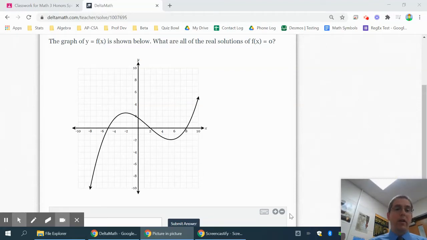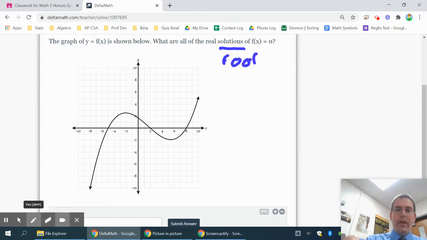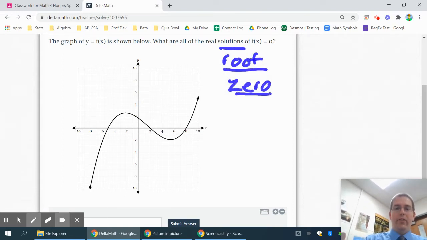Okay, another piece of polynomial vocabulary is the roots. The roots are also called solutions or zeros. So this word solution is the same thing as the word root. It's the same thing as the word zero, and it's the same thing as the word x-intercept. And that's how we are going to find this information, using the x-intercepts of these graphs.